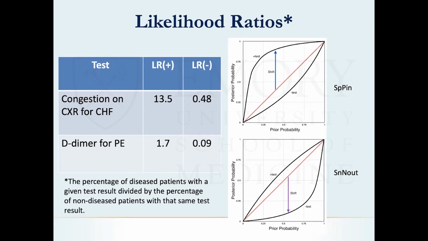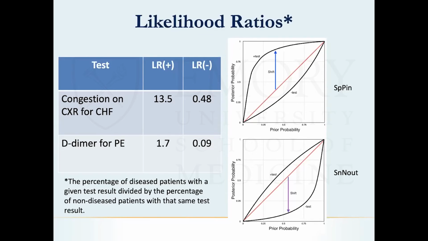Likelihood ratios were what we were trying to convey as ways that you can think about how much to adjust. And as you remember, a likelihood ratio is the percentage of disease patients with a given test result divided by the percentage of non-disease patients with that same test result. So for positive likelihood ratio, it's the true positive rate divided by the false positive rate, or sensitivity divided by 1 minus specificity. And for a negative likelihood ratio, it's 1 minus sensitivity divided by specificity.